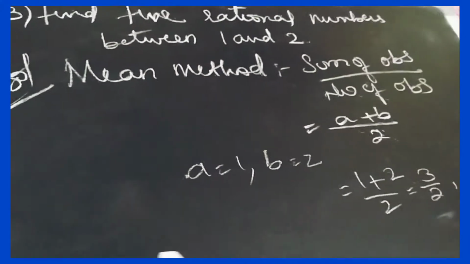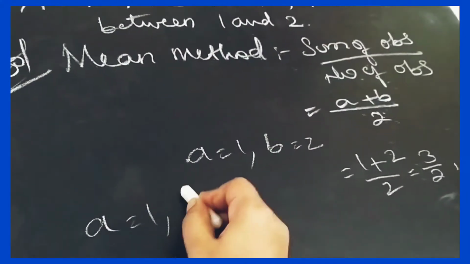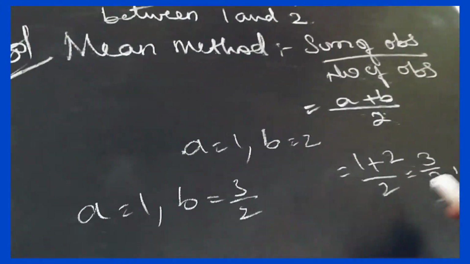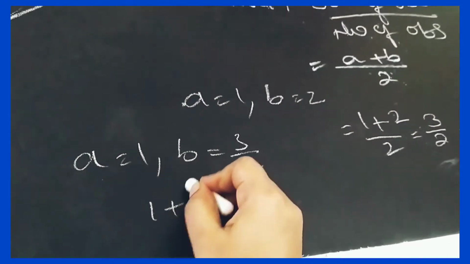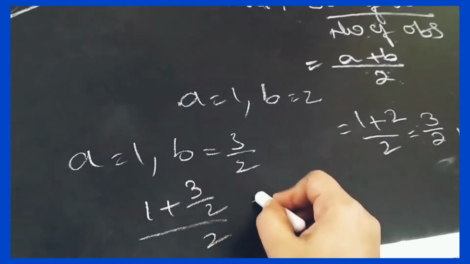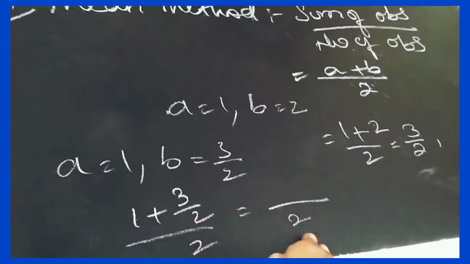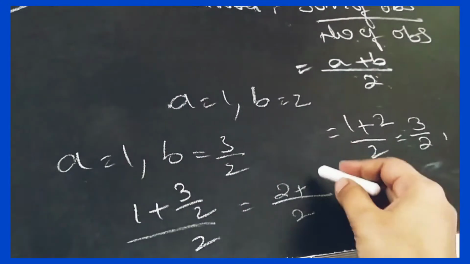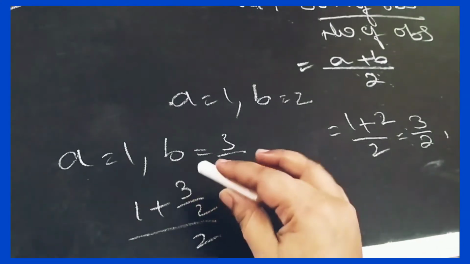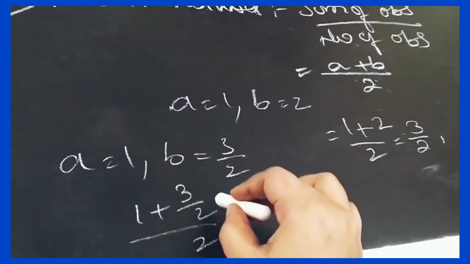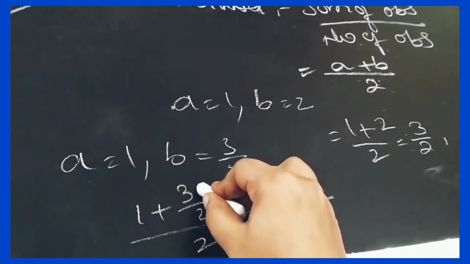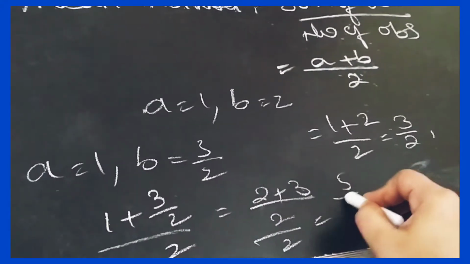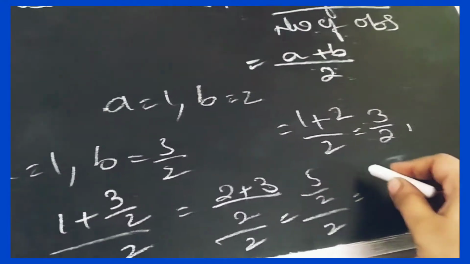Like this, we can take a as 1 and b as 3 by 2. Instead of taking b as 2, we are taking b as 3 by 2. Again, a plus b by 2 means (1 plus 3 by 2) by 2. Here we take the LCM, which is 2. 2 ones are 2, plus how many times does 2 go into 2? It goes 1 time, so 1 into 3 is 3. So 5 by 2, all by 2.